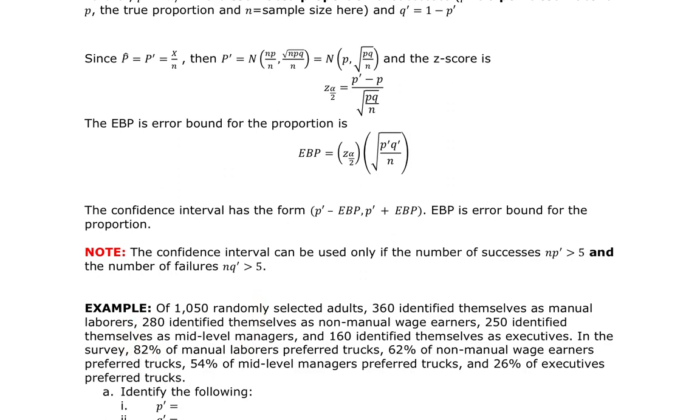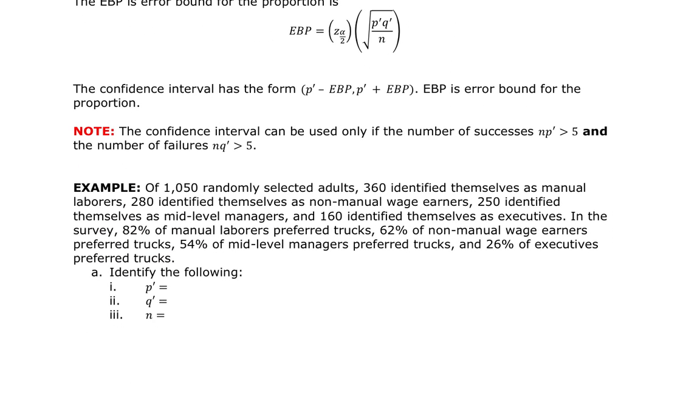So let's take a look at our example here. We have 1,050 randomly selected adults. 360 identify themselves as manual laborers. 280 identify themselves as non-manual wage earners. 250 identify themselves as mid-level managers. 160 identify themselves as executives. In the survey, 82% of the manual laborers preferred trucks, 62% of the non-manual wage earners preferred trucks, 54% of the mid-level managers preferred trucks, and 26% of the executives preferred trucks.